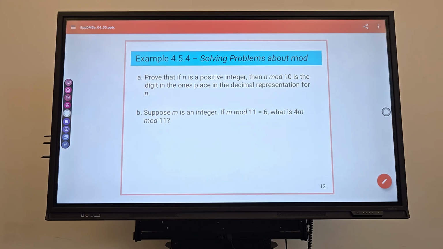So yeah, that's true. Suppose m is an integer. If m mod 11 equals 6, then what is 4m mod 11?